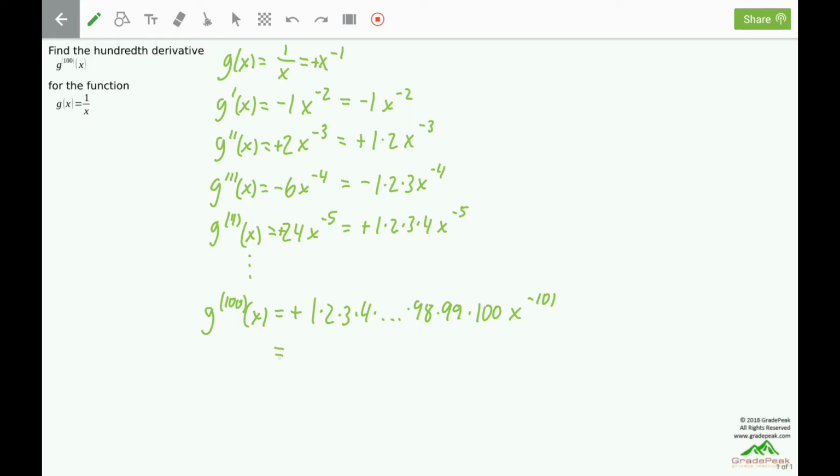Now we can write this a little bit nicer looking. First of all, we say it's positive, but we have 1 times 2 times 3 all the way up to 100. We have a name for that. That's 100 factorial. That's what factorial means, the multiplication of all integers starting at 1 all the way up to the final integer of 100. And then we have x to the negative 101 exponent. Since it's a negative 101 exponent, we can move this to the denominator and call it a positive exponent. And we can write it as 100 factorial divided by x to the 101st power. And there's our 100th derivative, g100 of x.